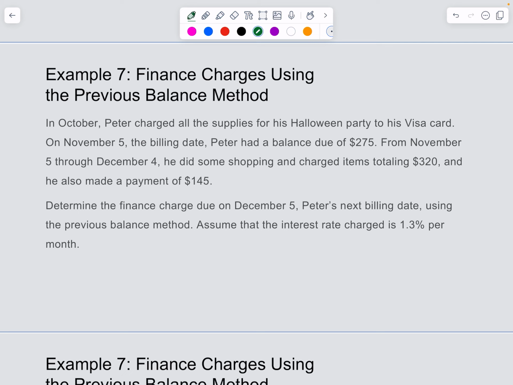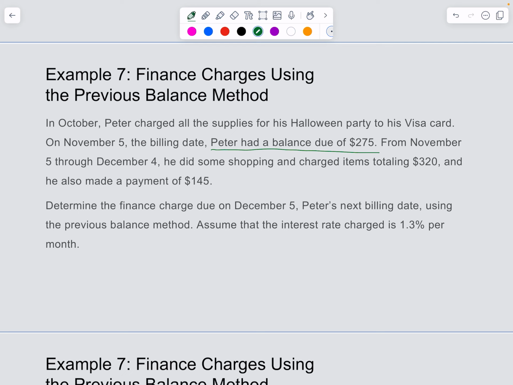Okay, so he's using his credit card, making some payments, using it as a normal person does, okay? Buying things, paying some, buying things, paying some. Let's find out the finance charge. Remember, in our class, we are thinking of the finance charge as the interest. So anything on top of the original cost is going to be considered our finance charge. Our finance charge in this case is based on the $275. Peter had a balance of $275, okay?